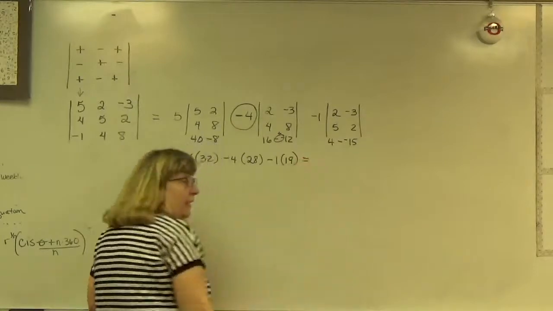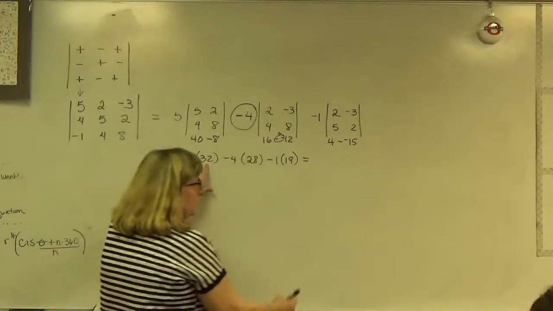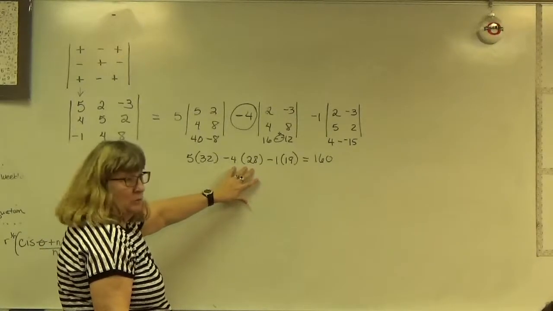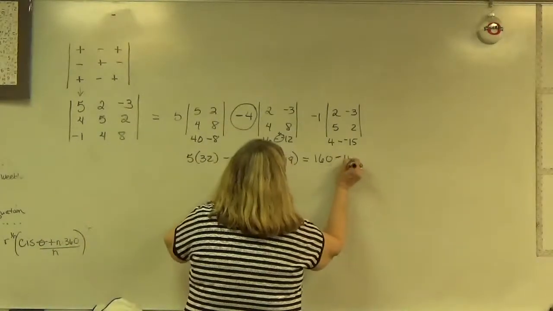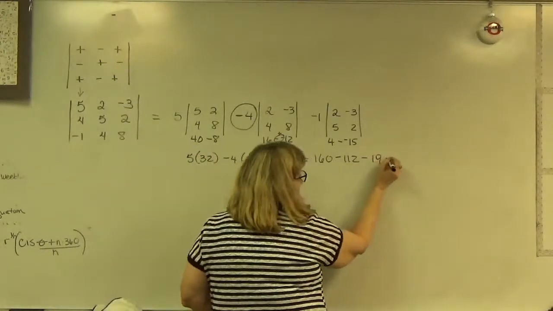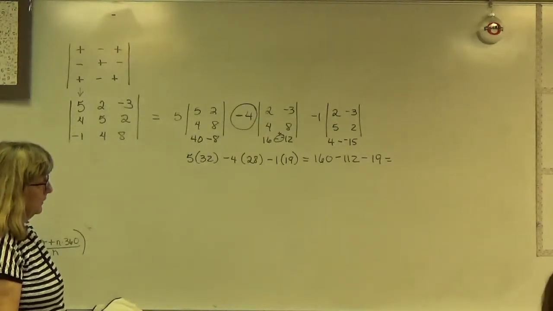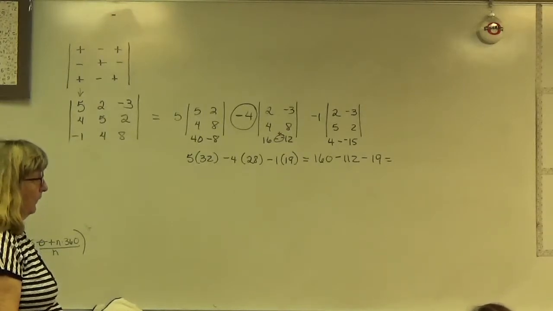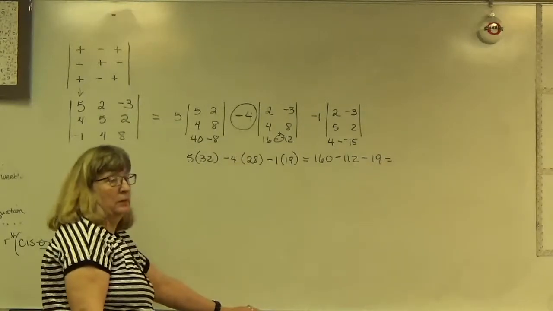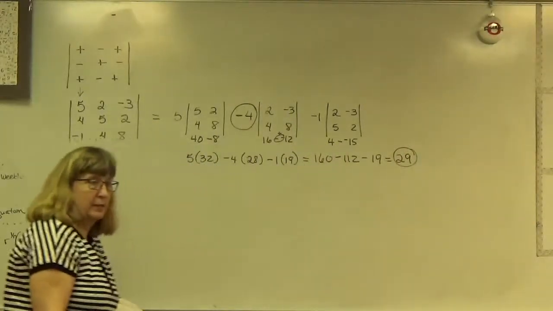So what's that going to give us? 19. And now we multiply by the number that was in front. So 5 times 32 is what? 160? 4 times 28? 112? Anybody else double checking me? And then 1 times 19? Right. And then what do they all add up to be? Okay, do we agree on 29?